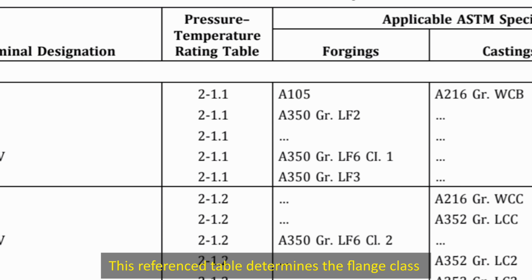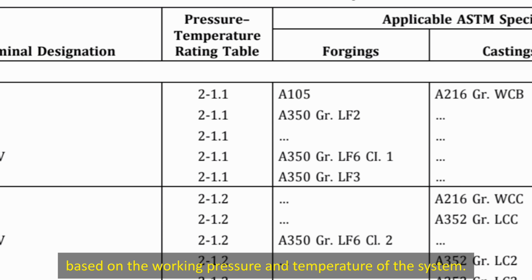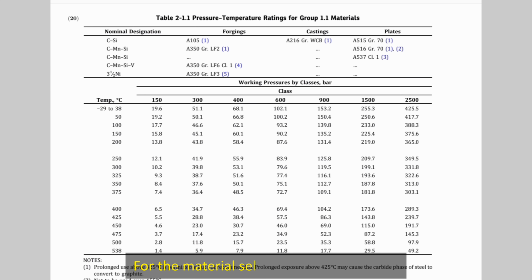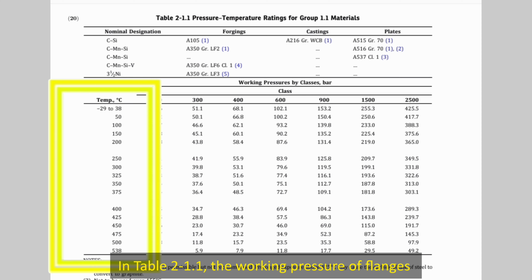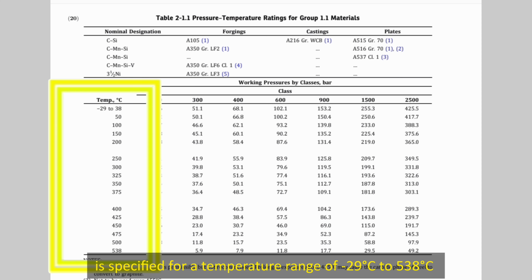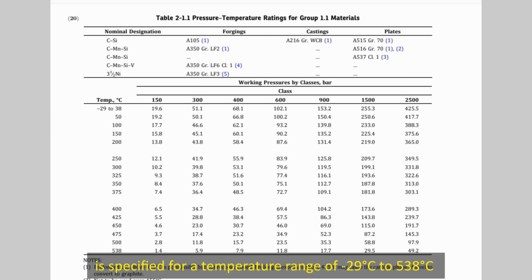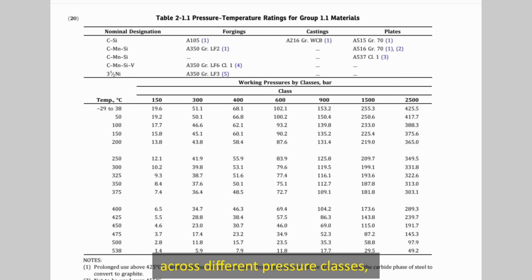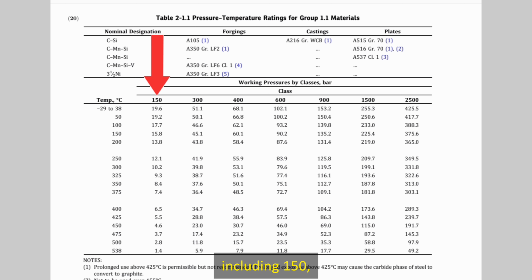This reference table determines the flange class based on the working pressure and temperature of the system. For the material selected in this example, the reference is given to Table 2.1.1 in ASME B16.5. In Table 2.1.1, the working pressure of flanges is specified for a temperature range of -29 degrees Celsius to 538 degrees Celsius across different pressure classes, including 150, 300, 400, 600, 900, 1500, and 2500.